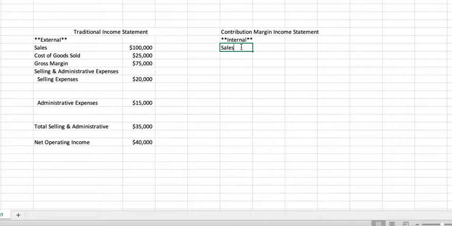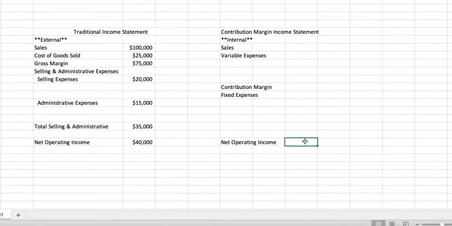But what we do in a contribution margin income statement, we start with sales and then we list our variable expenses. And then we have our contribution margin. Then we list our fixed expenses, and then we have our net operating income. And it should be the same.